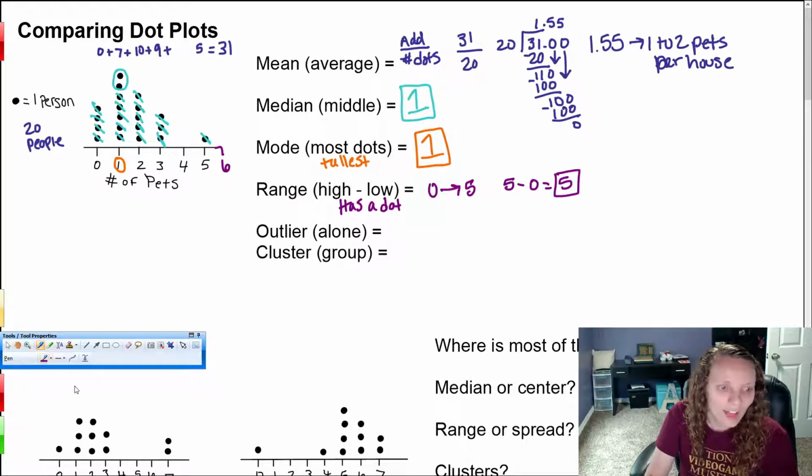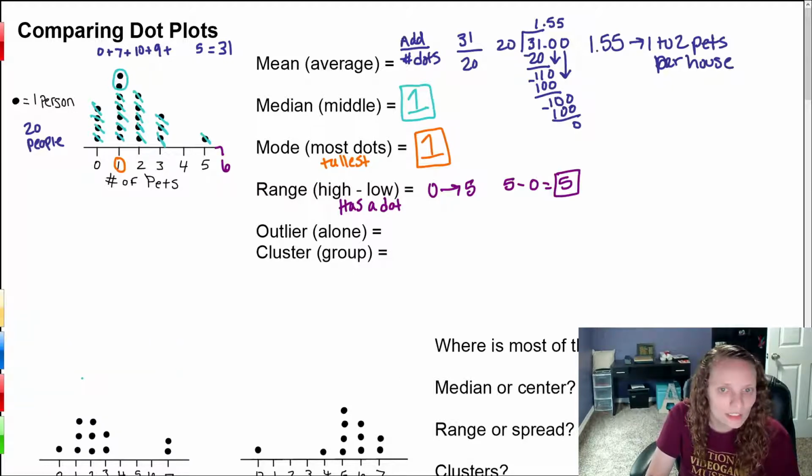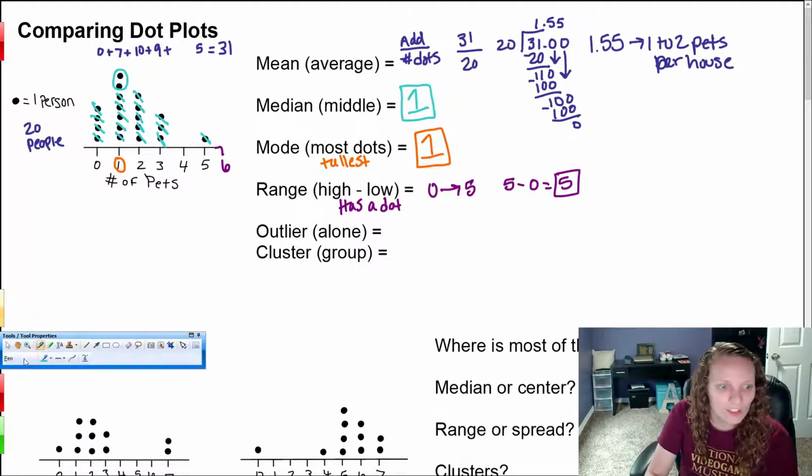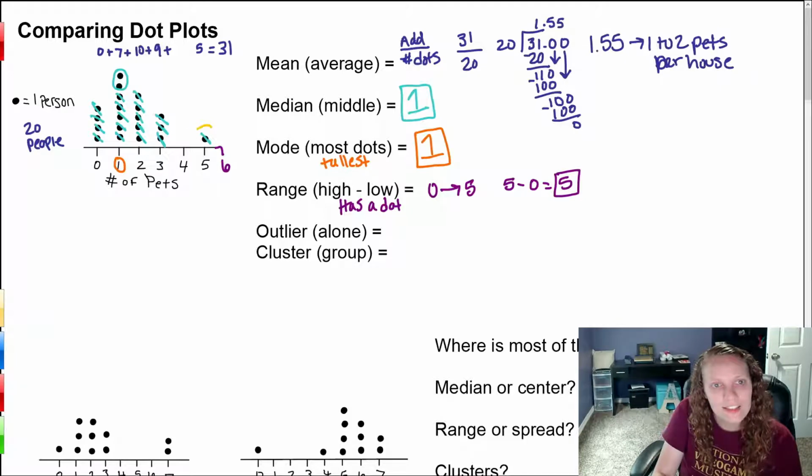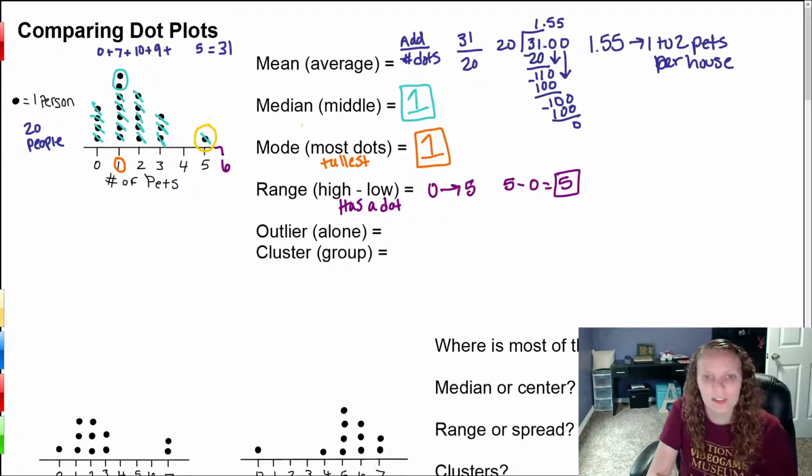Alright, an outlier is a dot that is alone, it's off by itself, it's not really with the rest of the data. Well, I see this dot right here, it seems to be alone, and so yes, there is an outlier at the number 5. So in general, 5 pets is a little different than what the rest of the people answered.